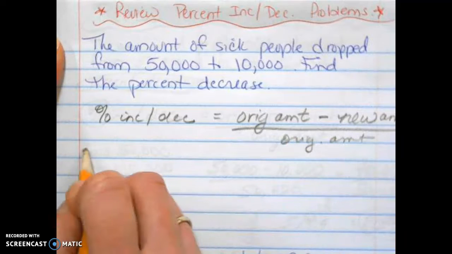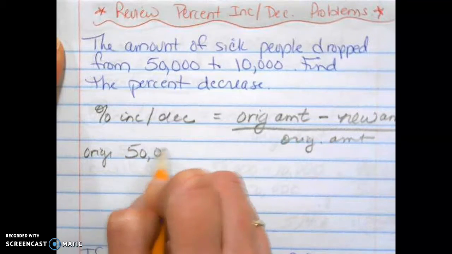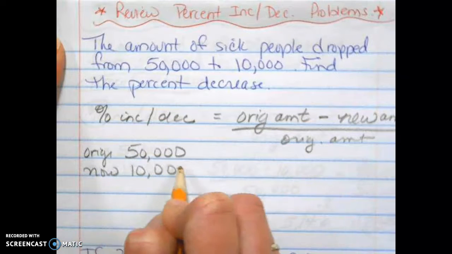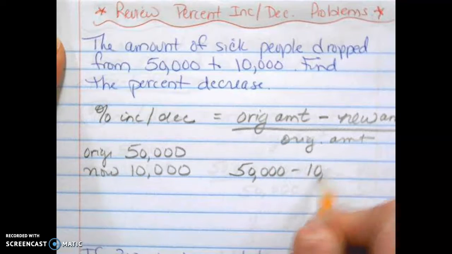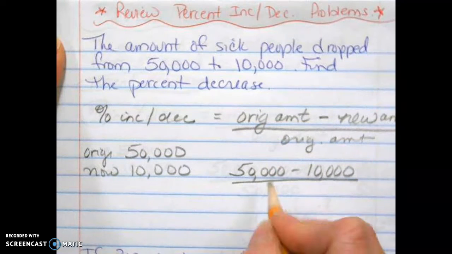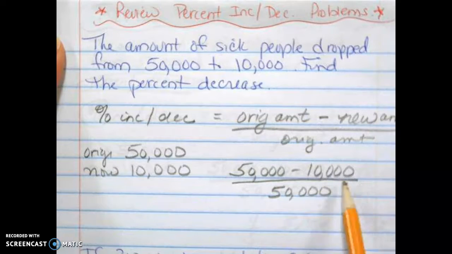Okay, so the original amount of people that were sick was 50,000. Now there are 10,000 sick. So we have 50,000 minus 10,000, and we're going to divide that by the original amount, which was 50,000. So 50,000 minus 10,000 is 40,000.